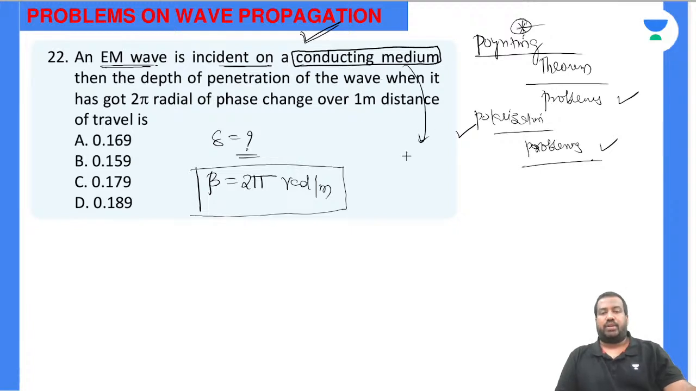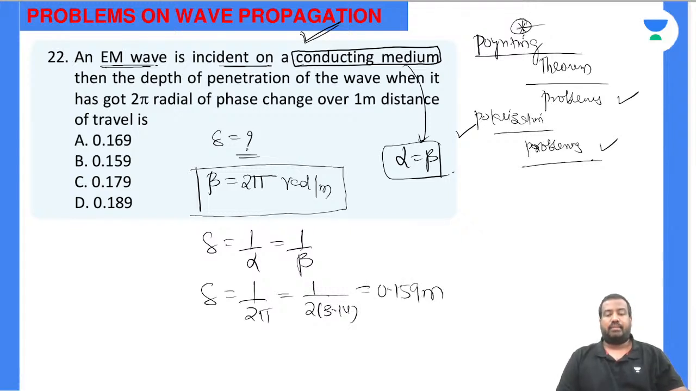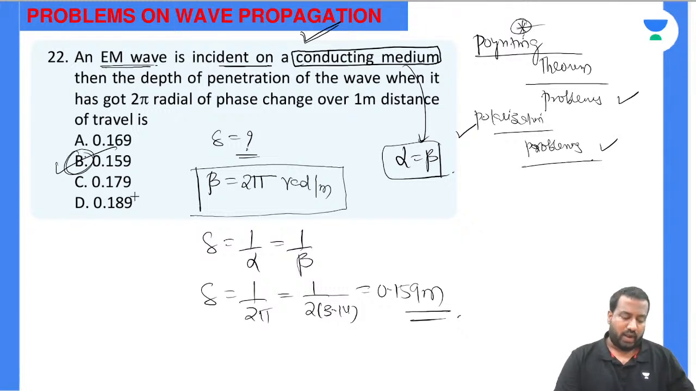Already this kind of logic we had used once. In a conducting medium, alpha is equal to beta. And we know delta is 1 by alpha. Because it is a good conductor, it is again 1 by beta also. Therefore, delta is 1 by 2 pi distance. So pi is 3.14, 1 by 2 into 3.14. This is 0.159 meter. Option B is the answer.